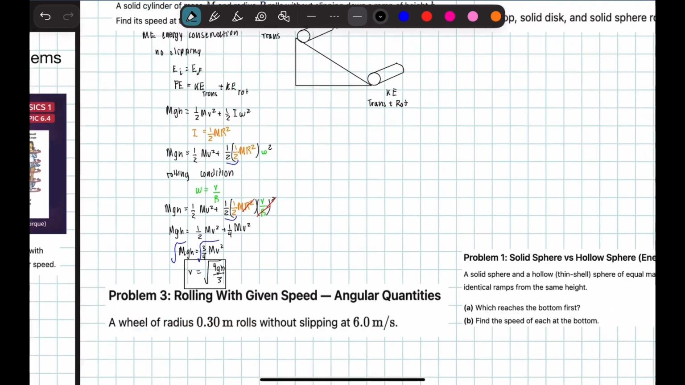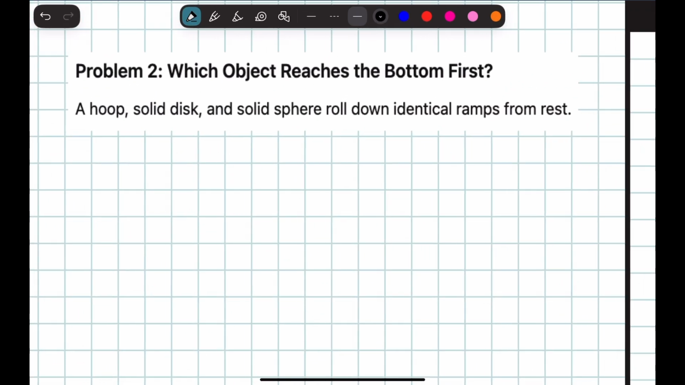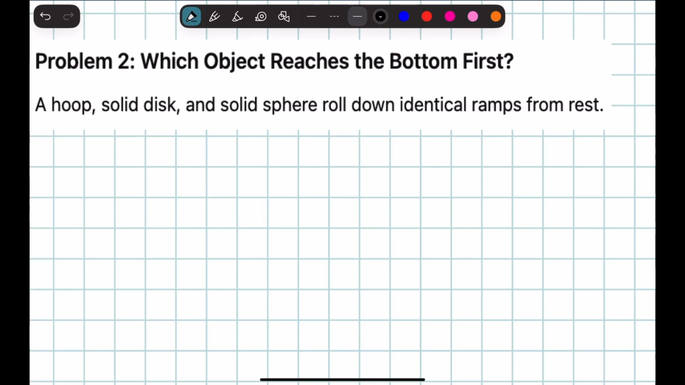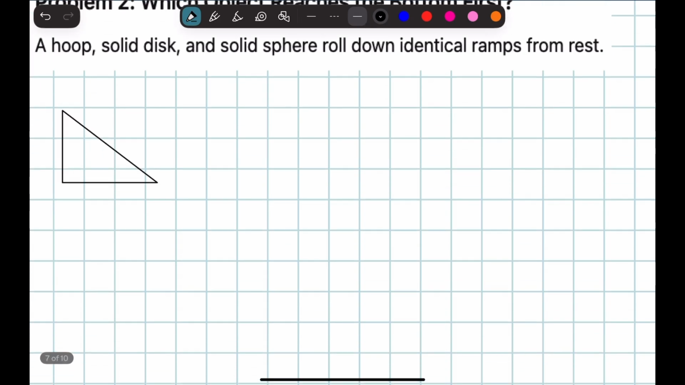Now let's move on to our second problem: which object reaches the bottom first? Imagine you have a hoop, a solid disk, and a solid sphere that roll down an identical ramp from rest. Now you need to use the formula for the general rolling results.